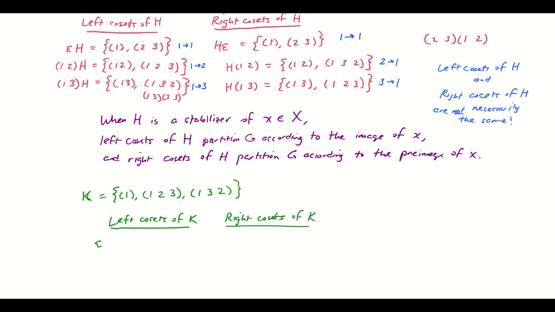So if I take the identity coset of K, that's just K. Same stuff I had before. Again, I don't know why I'm using epsilon for the identity over here and then parentheses 1 for the identity over there. They're the same permutation. I guess it's just habit. And then the right coset containing the identity, same thing. It's just the subgroup. It's just K.